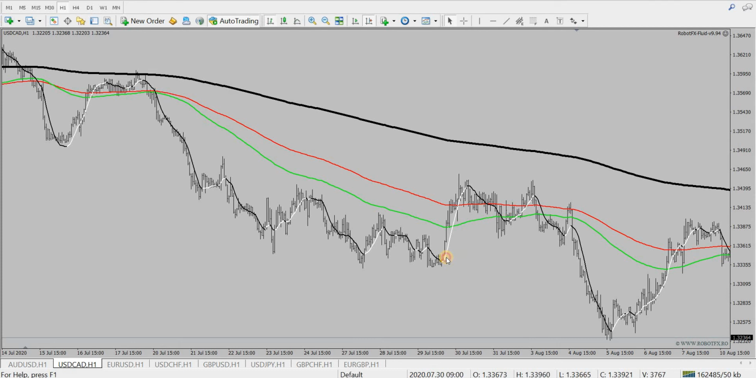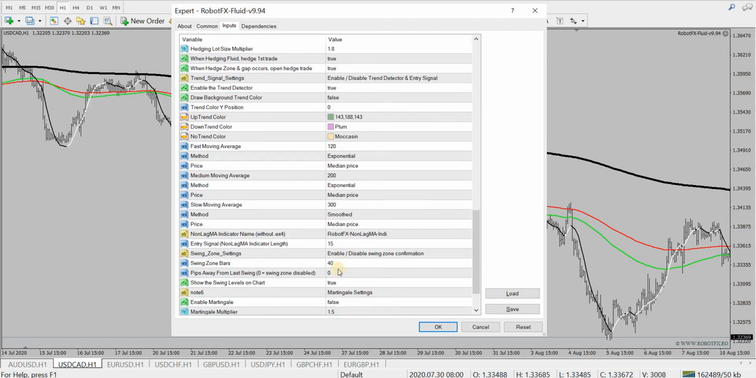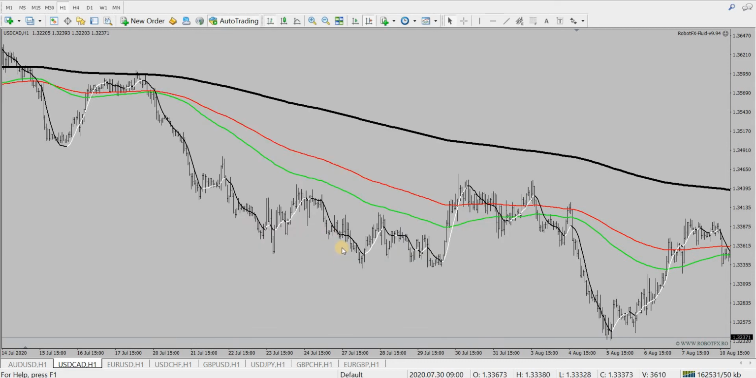And again, before I forget, this is a 25 signal. Let's enter it. So I decided on 25, not 15. So now we find the settings for the swing zone bars, which are not drawn because the pips away from last swing is 0. You are familiar with these settings, with what the swing zone bars do. So we enter the swing zone bars, so the Expert Advisor will not open a trade right here at the end of the movement.